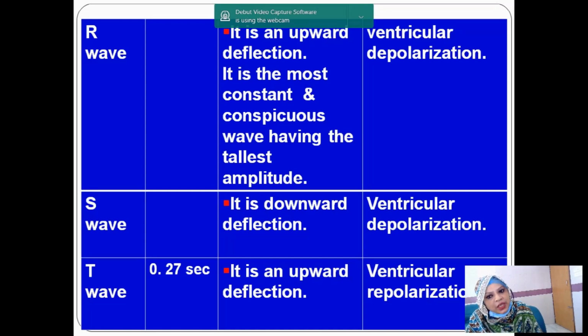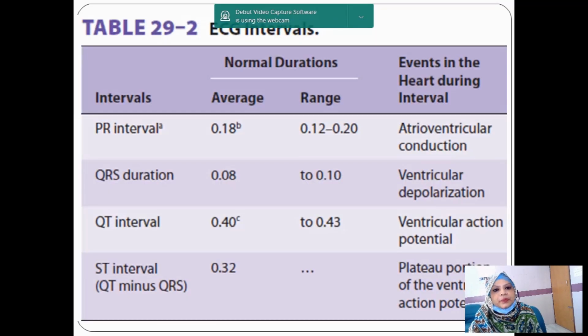Already mentioned that the P wave always represents atrial depolarization, and the QRS complex always represents ventricular depolarization. And see here, ST, T wave represents ventricular repolarization. Now from Ganong, this is the last slide for today.